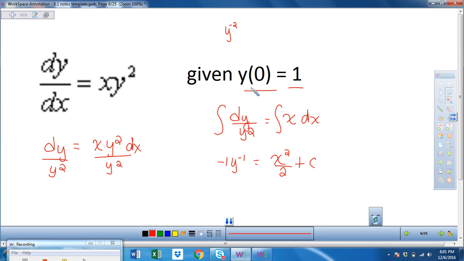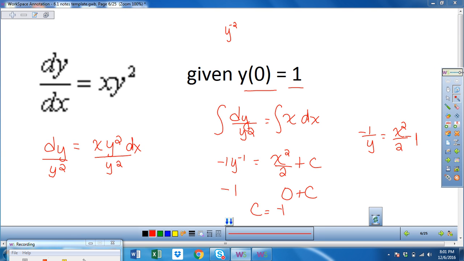So now, what I suggest to students is that if it's a particular solution, you stop at this point and solve for C. Don't go any further, stop here and solve for C. So I'm going to take the values that I have, x is 0 and y is 1. So I get C is equal to negative 1. So now I have to solve for y. I can't leave y like this, I have to solve for it. So I can write this as negative 1 over y is equal to x squared over 2 minus 1.